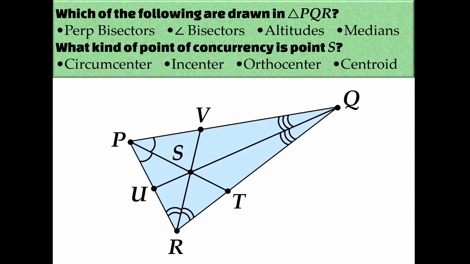The first thing I want us to do in this lesson is look at some special segments that have been drawn inside of a triangle and identify what kind of special segment it is, as well as what the point of concurrency would be called.